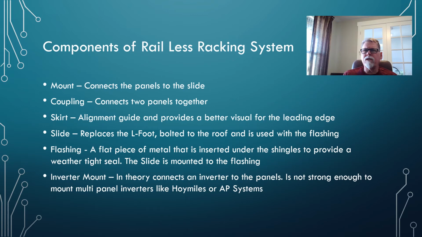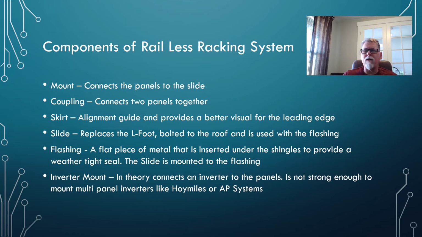On a railless system, the terminology is a little bit different, but the functionality is pretty much the same. In a railless system, you have a mount. The mount connects 2 panels to a slide. A coupling connects 2 panels together, and then you have a skirt.